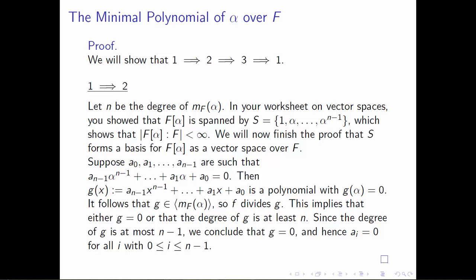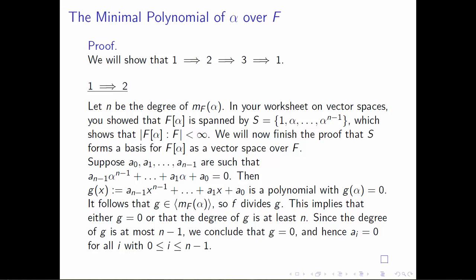This implies either that we have the thing that's divisible by everything, which is the 0 polynomial, or that the degree of g is at least n. So remember that if you have a polynomial and it has a polynomial factor, then the degree of the factor is less than or equal to the degree of that polynomial. That's what we're saying here.